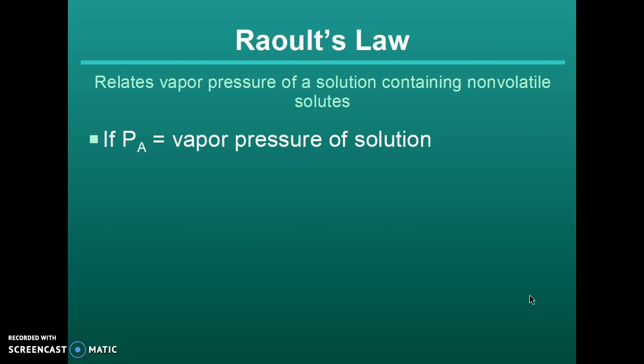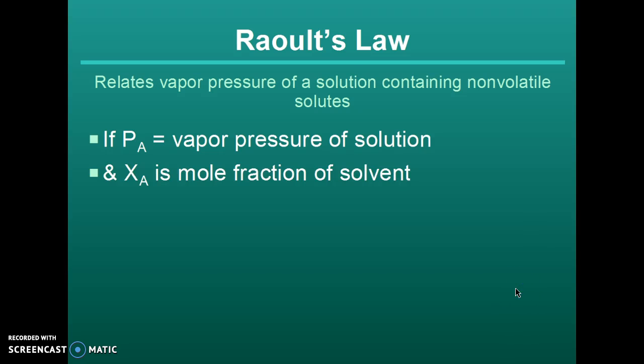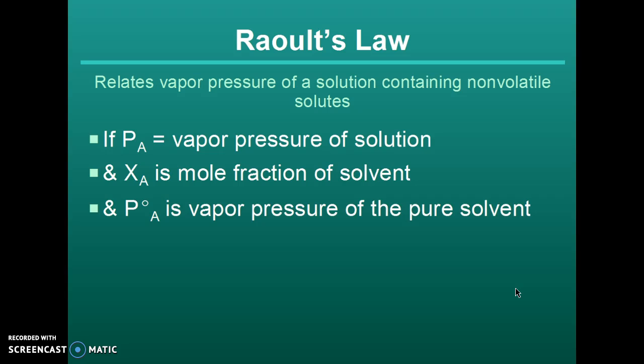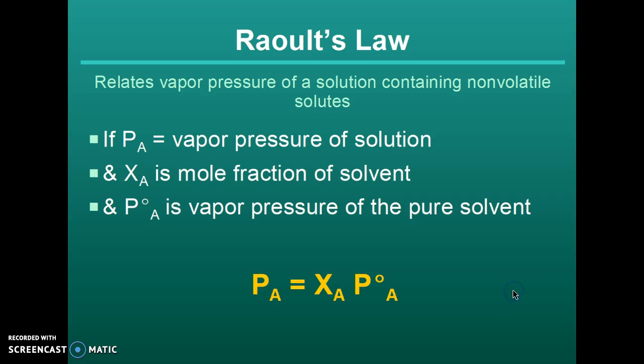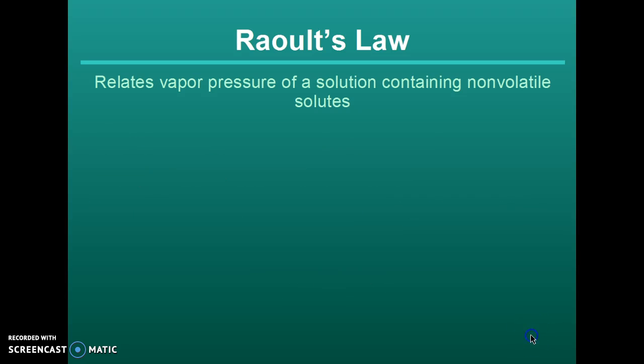If PA is equal to the vapor pressure of the solution, and XA is the mole fraction of the solvent, and P0A is the vapor pressure of the pure solvent, then we find the PA, the vapor pressure of the solution, is equal to XA, the mole fraction of the solvent, times P0A, the vapor pressure of the pure solvent. This is Raoult's law, and is well known both in physics and chemistry and also in biology.